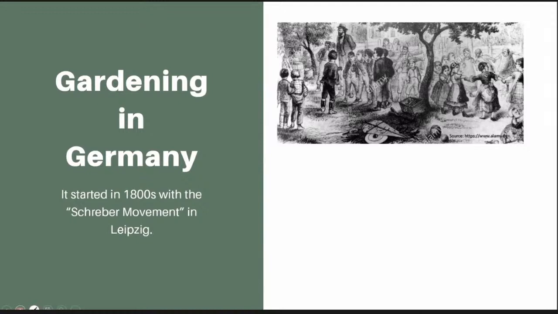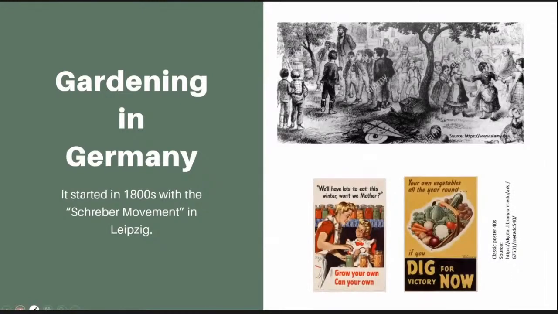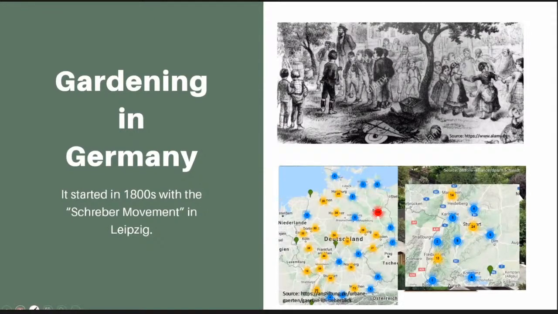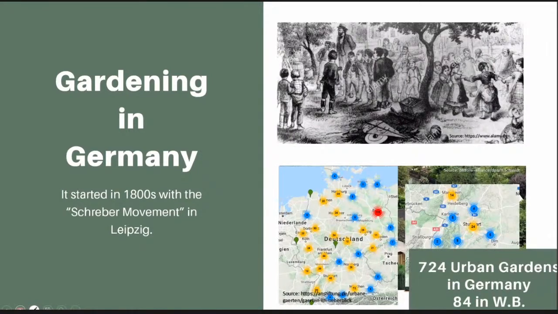The importance of these gardens grew during the World Wars out of necessity in order to boost food supplies. Over time, as industrialization led to higher densities within cities, urban agriculture slowly grew as German citizens began fighting for a sense of self-fulfillment and empowerment over what they are eating. Today, according to the database, there are 724 urban gardens in Germany, of which 84 are in Baden-Württemberg.